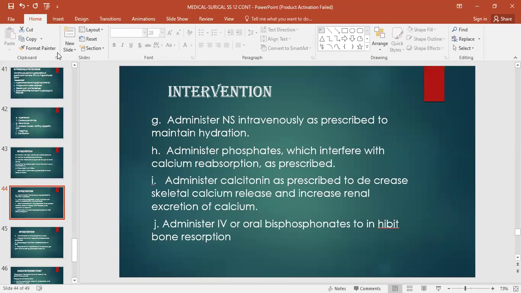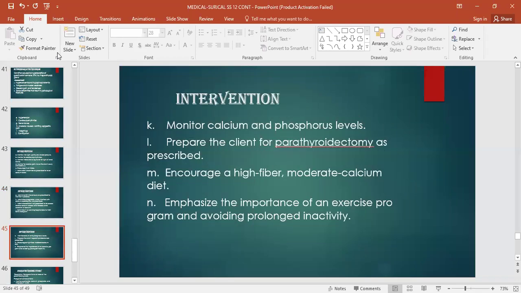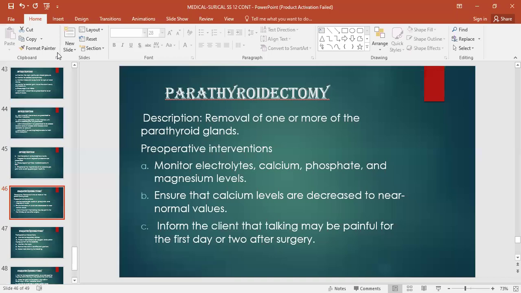Administer calcitonin as prescribed. I told you that calcitonin lowers the blood calcium level. So that is why you are giving this patient calcitonin. Then administer IV or oral phosphate, biphosphonates, to inhibit bone resorption. Now, monitor the calcium and phosphorus level. Prepare the client for parathyroidectomy as prescribed. Encourage a high fiber, moderate calcium diet, and emphasize the importance of an exercise program and avoiding prolonged inactivity.